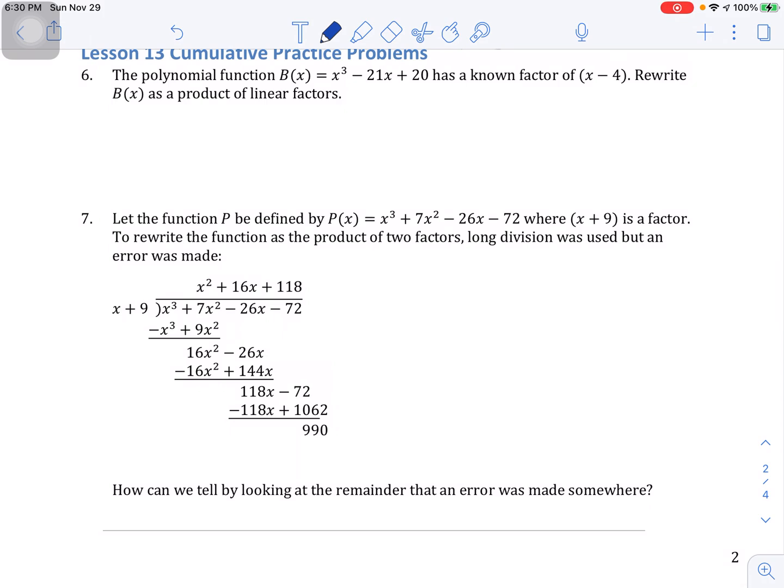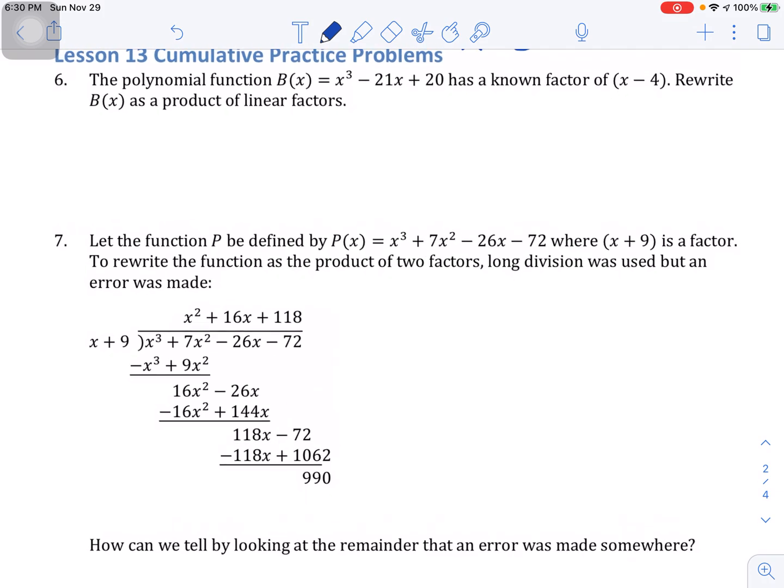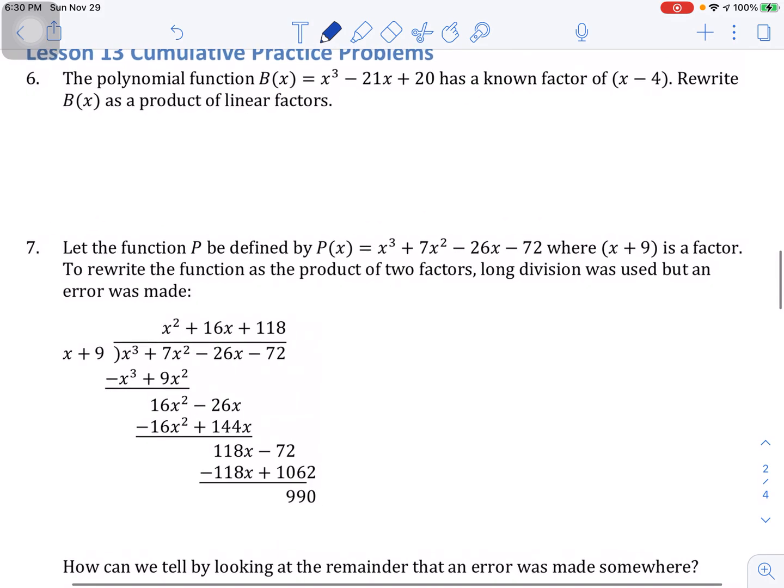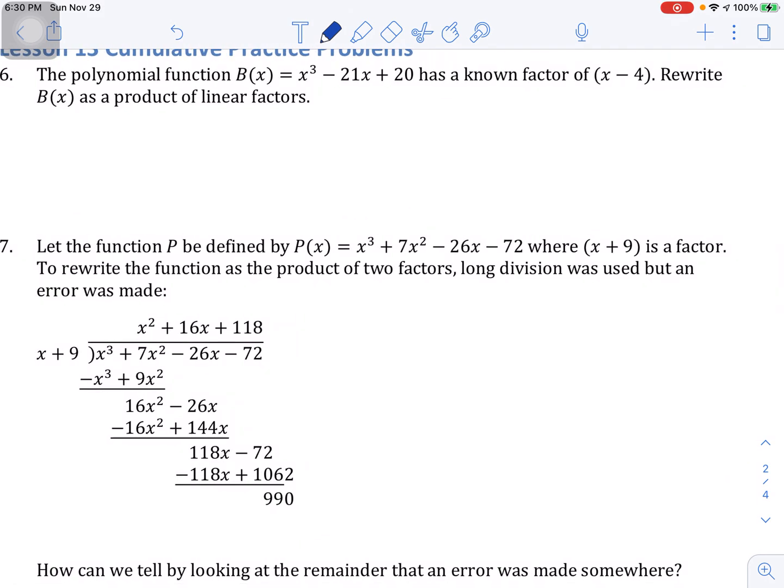And now we're on to lesson 13, problems in long division. So for the first one, number 6, I'm going to write this out for you, x minus 4. That's our divisor, and our dividend is x cubed. There is no x squared term, so I'm going to put one in just to hold a place there so I don't get too confused by this. So I'm just going to add a 0x squared, and then minus 21x, and then plus 20.